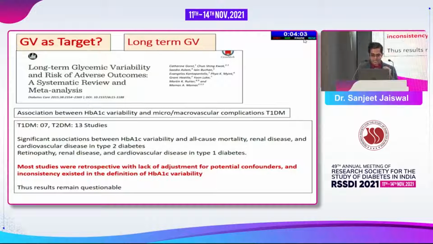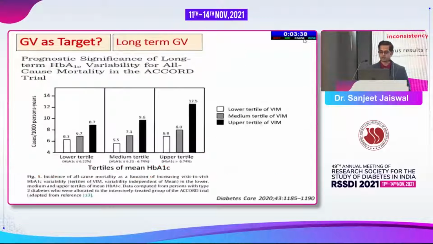There has been a significant association of HbA1c variability with overall mortality, renal disease as well as cardiovascular disorder in type 2 diabetes. Similarly, retinopathy, renal disease and cardiovascular disease in type 1 diabetes. However, the author concluded that most of the studies are retrospective with a lack of adjustment for profound confounders, and thus the results remain questionable.